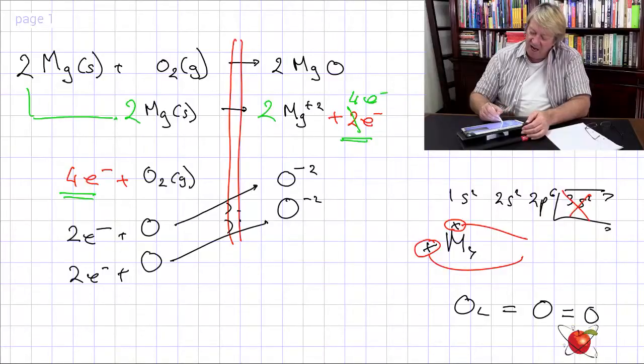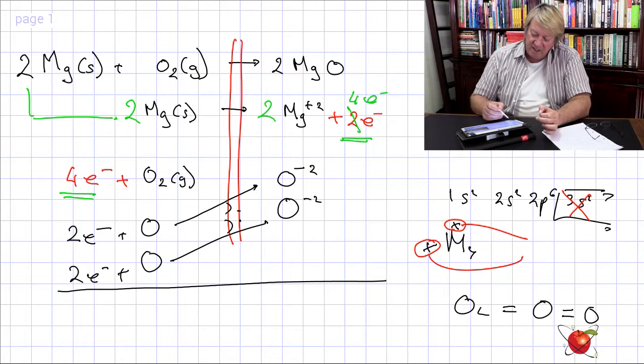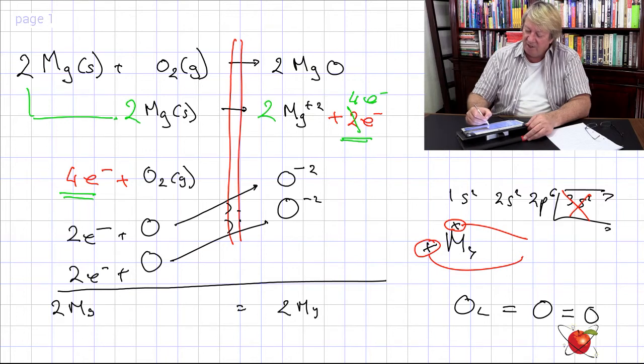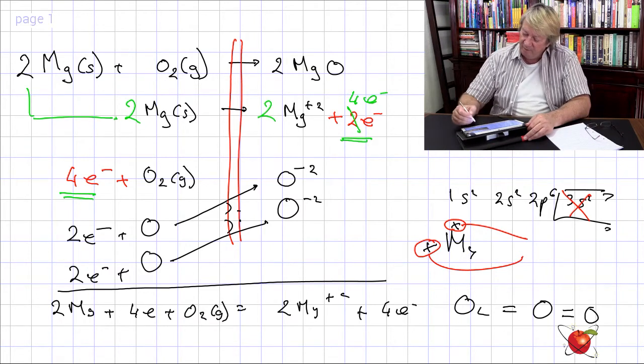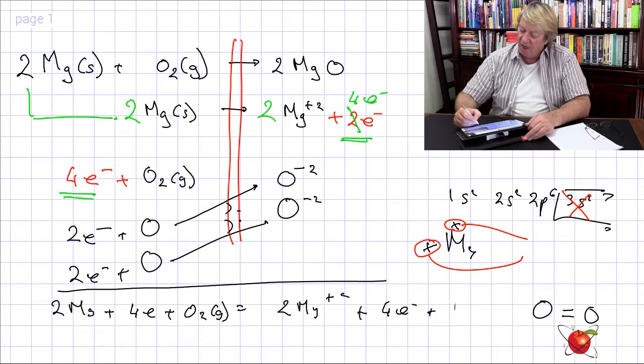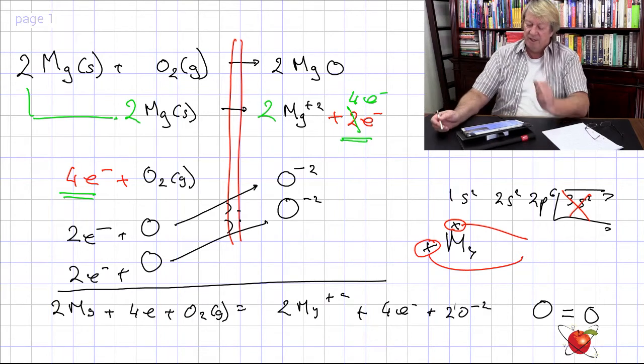Now you can see that we've got a chemical equation. We can say to ourselves, look at this, let's put it back together. 2Mg, and on this side, 2Mg²⁺ plus 4 electrons, and on this side over here, plus 4 electrons plus O₂ gas. I just want to remove this here, 2Mg²⁺ plus 2O²⁻.